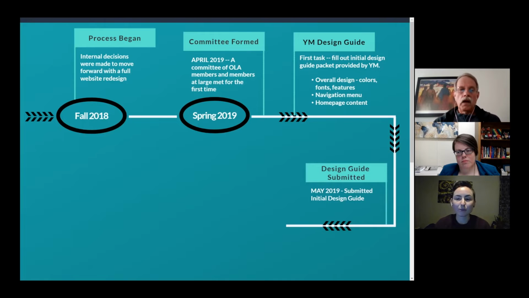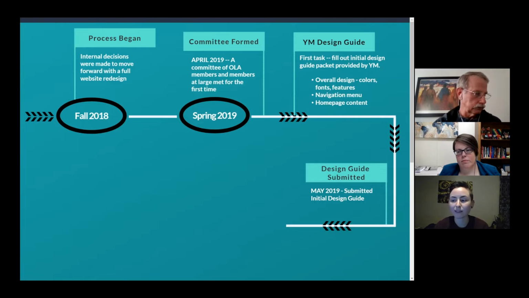So to give a little bit more context into the process before moving on, for each design guide submission, YM allowed for up to 3 rounds of revisions. So what this means is that we had 3 opportunities to submit feedback and review requested changes before our decisions were essentially locked in without further expense.